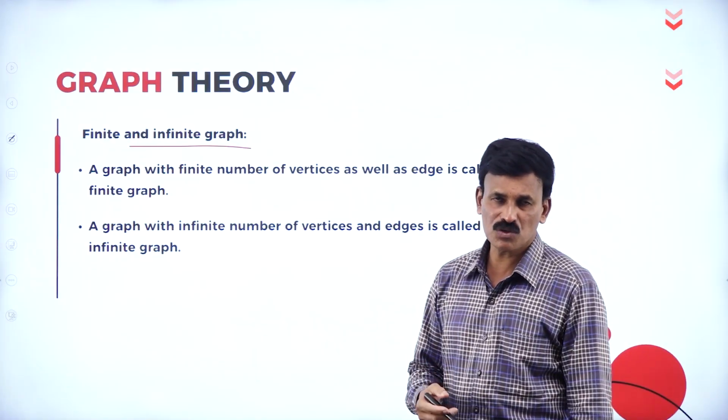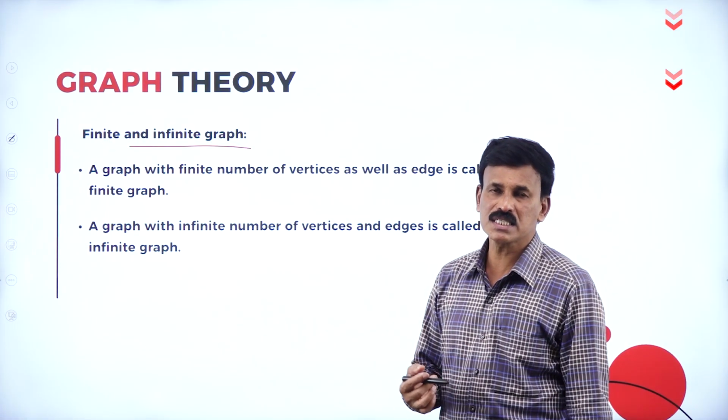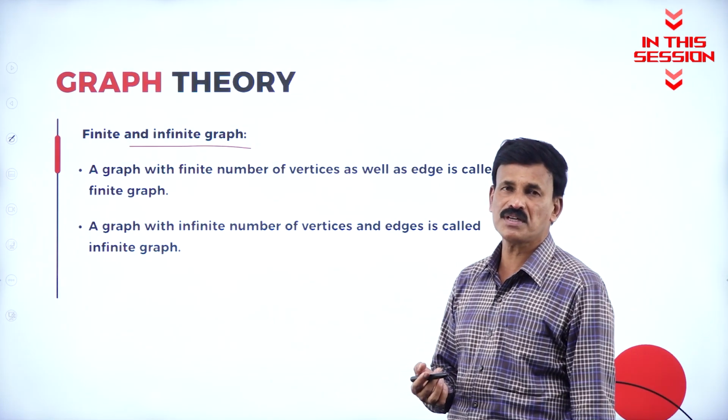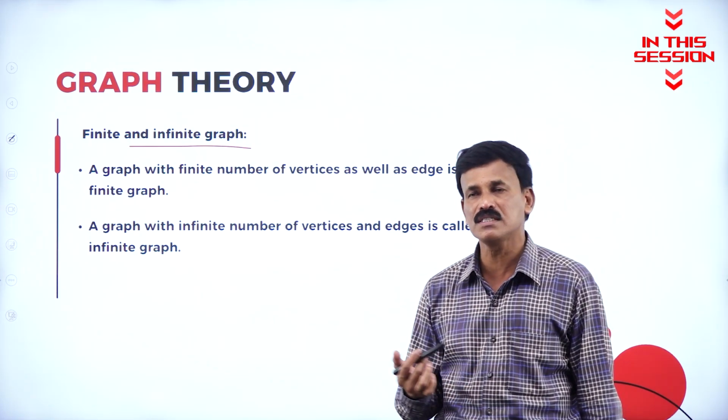If it contains a countable number of vertices and edges, then it is called a finite graph. If it contains an infinite number of vertices and edges, then it is called an infinite graph.